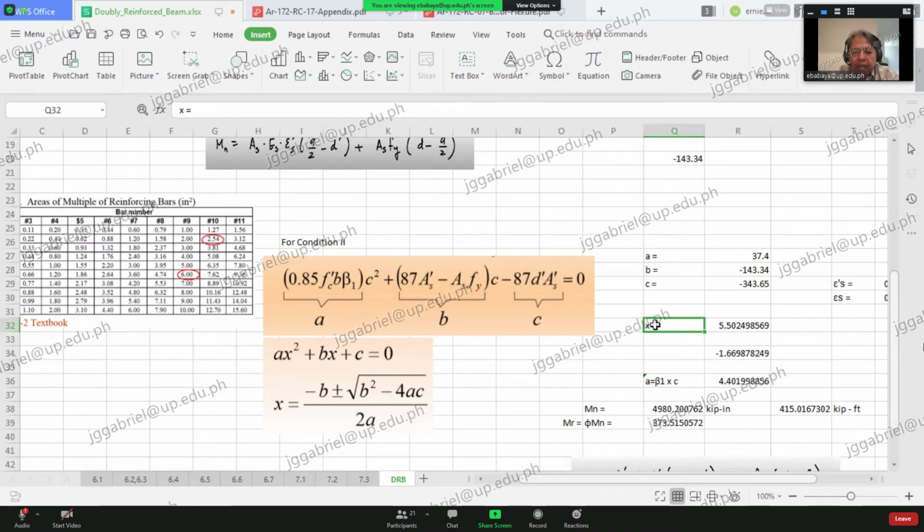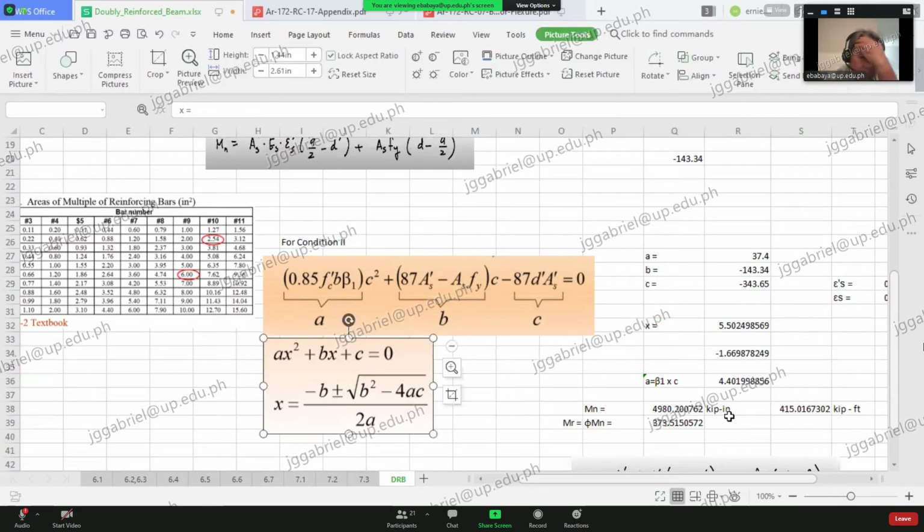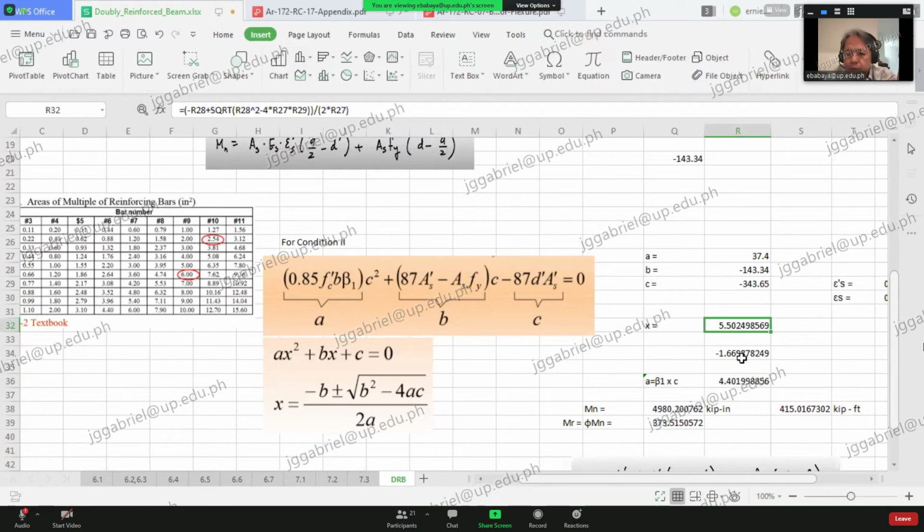I put here x. Very, very common sa atin to, ang quadratic formula. So x as the solution. We have two solutions. First, we will follow yung positive solution. So that's 5.5. Now, knowing the value of your beta 1, which is 0.8, so multiply 0.8 by 5.5, you get 4.4.